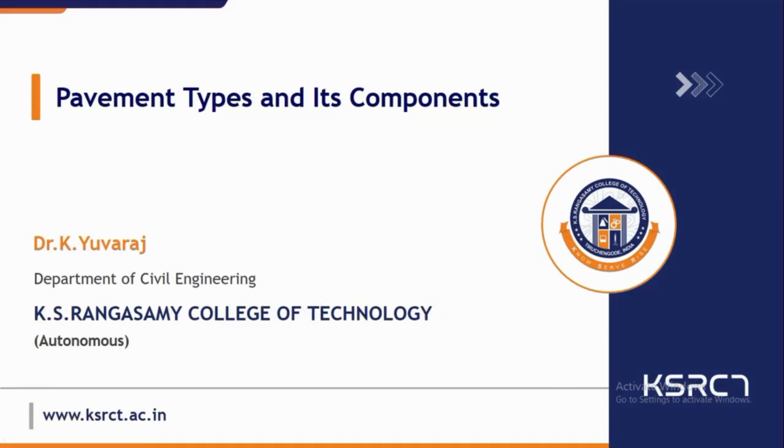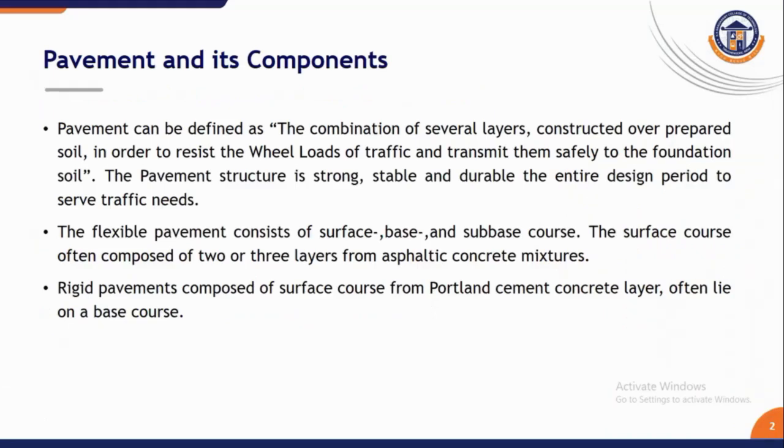Today we are going to discuss the topic of pavement types and its components. Generally, pavement refers to the layered structure constructed over prepared soil to withstand the repeated movement of vehicles. These layers work together to distribute wheel loads safely to the underlying soils. Pavements must remain strong, stable and durable over their entire service life.